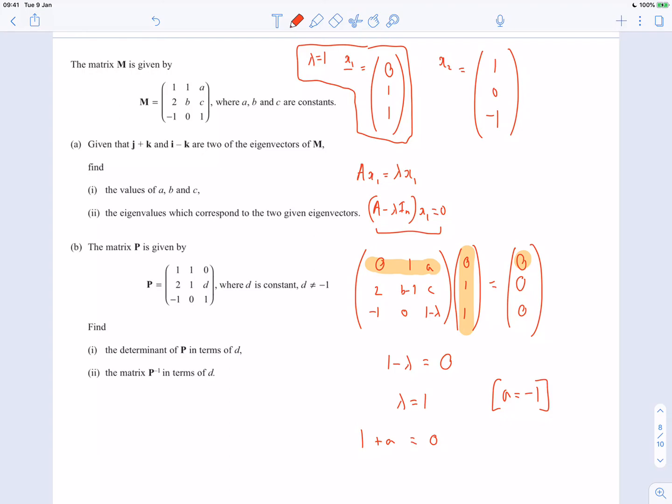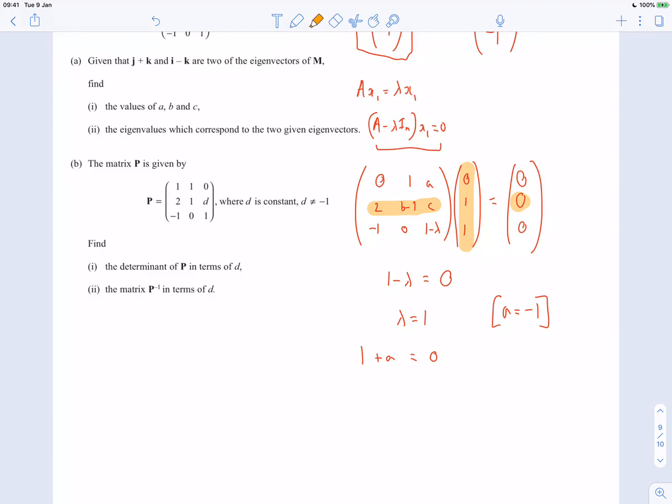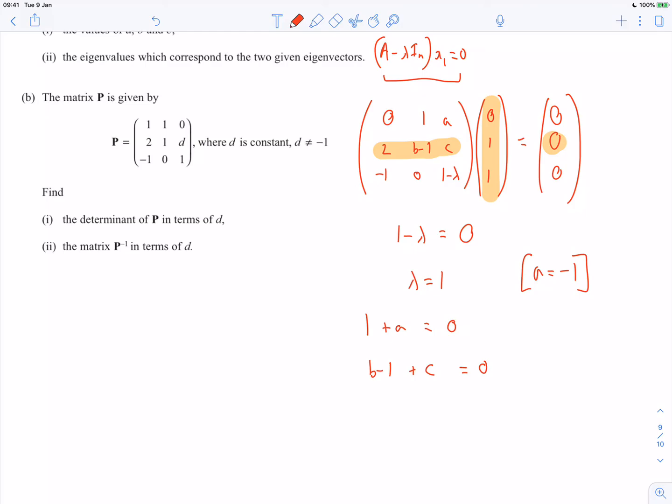Okay, now we're just going to have to do simultaneous equations, because now if I take the second row, multiply it by the only column, I'm going to get the middle one, like so. And now all I need to do is just find the other one and we're away. So we've got 2 times 0, which is nothing, b times minus 1, which is minus b, plus c times 1 equals 0. So if I add b to both sides, I get c equals b plus 1... so b plus c equals 1.